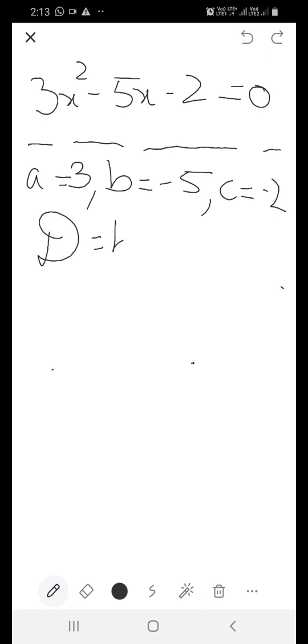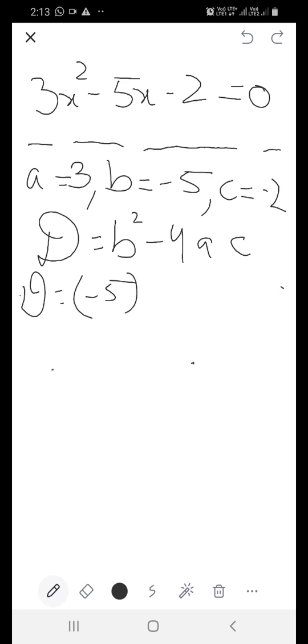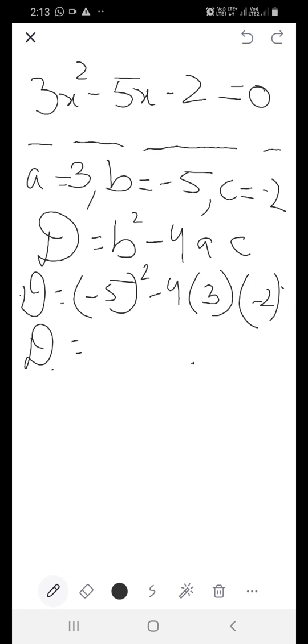Discriminant is b square minus 4ac. Substitute the value of a, b, c. Discriminant is equal to b square will be minus 5 square, minus 4 into value of a is 3 into value of c is minus 2. So it comes out to be minus 5 square is 25. The two negative signs will become plus. Then 4 is a 12, 12 is a 24. And discriminant comes out to be 49, which is greater than 0, or in other words positive.